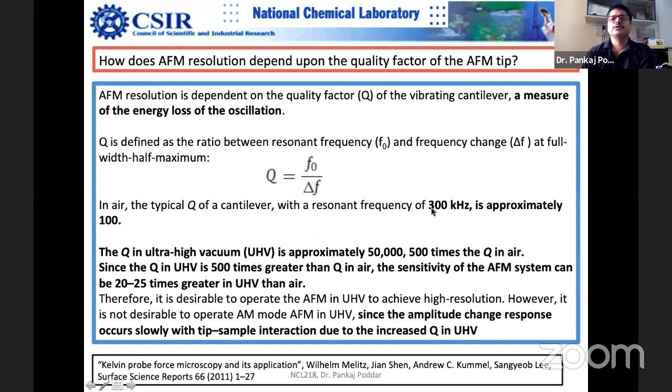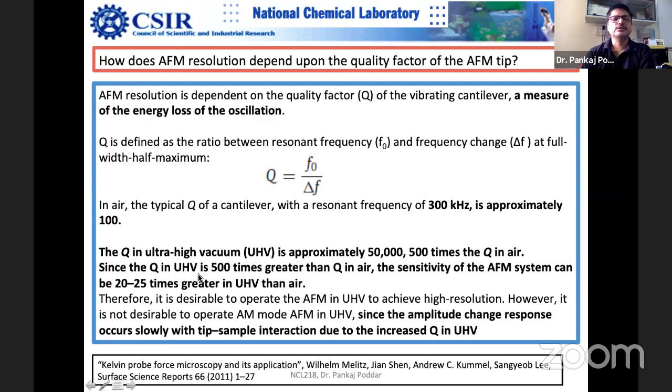So typically, if the resonance frequency is of the order of 300 kilohertz, the quality factor Q can be around 100. So the smaller the delta F, the larger the Q will go. Fine. So for bad quality tips, delta F will be larger and Q will be smaller. So Q in ultra high vacuum is approximately 500 times that of Q in air.